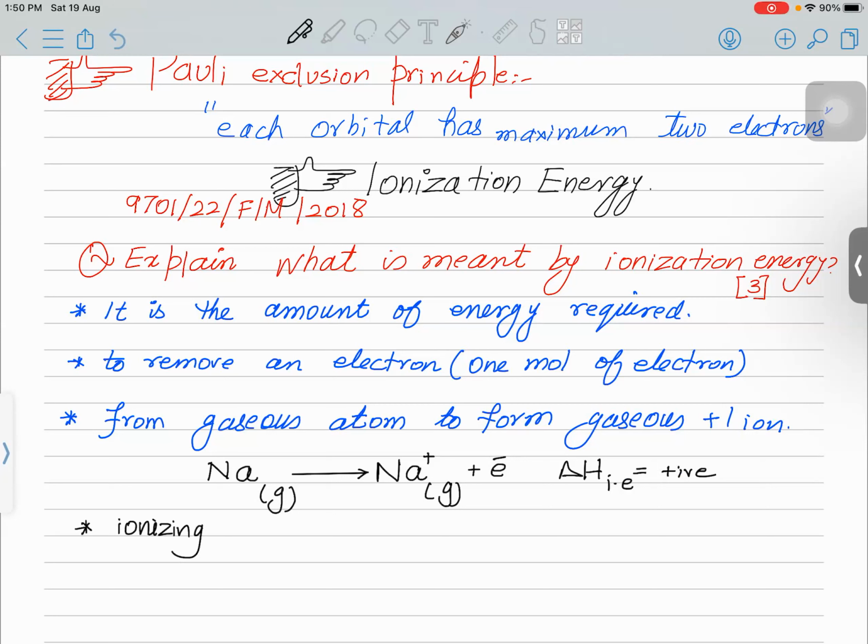Ionization energy is always endothermic. Ionization energy is always endothermic.